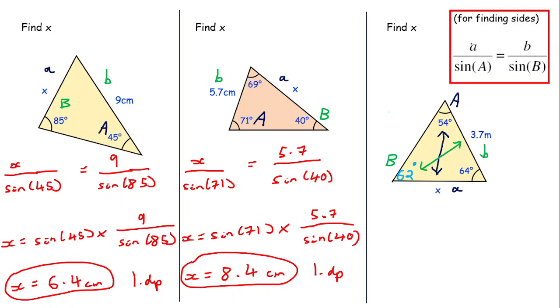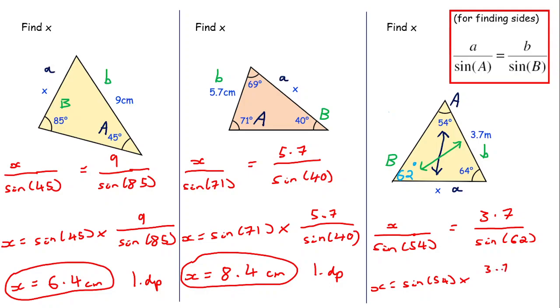Sine rule. We've got a over sine A, where a is x, so x over sine of the angle A, which is 54, is equal to b. B is 3.7, so 3.7 over sine of the angle B. Capital B is there, so sine of the angle 62. And again, we can just times through by sine 54. So x is equal to sine 54 times 3.7 over sine 62.